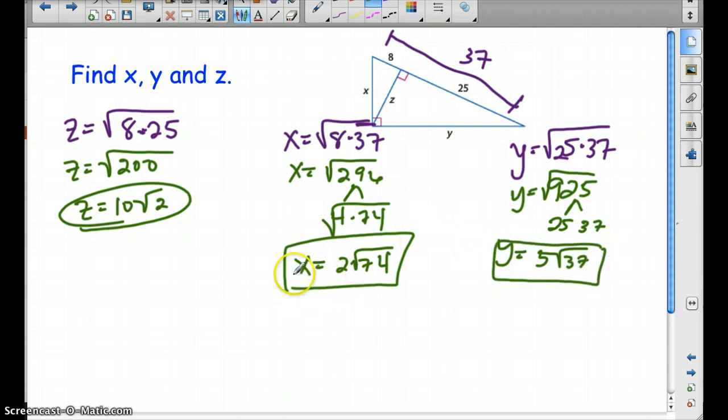Okay, write down your questions. I want to know specific questions. I don't just want you to say, hey, I don't get this. What don't you understand? How far can you get? And then what makes it confusing for you? All right, so I explained a lot in this, tied in geometric mean here, using the geometric mean to find the missing sides.